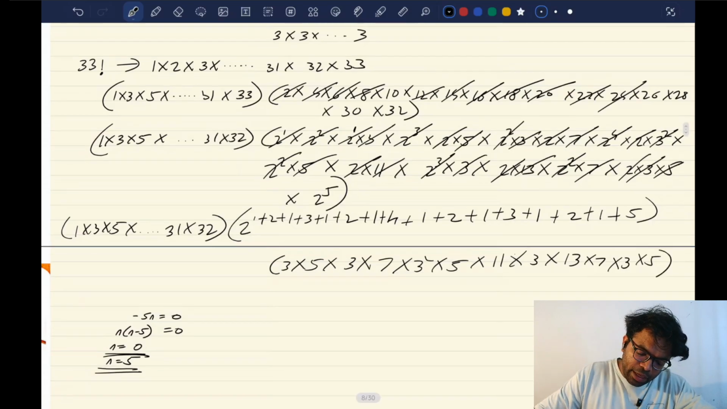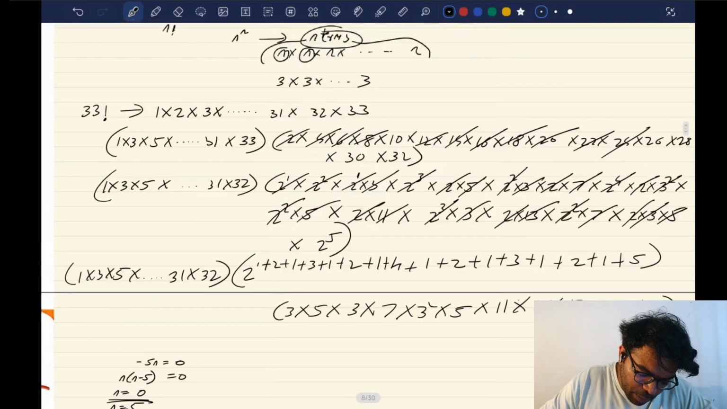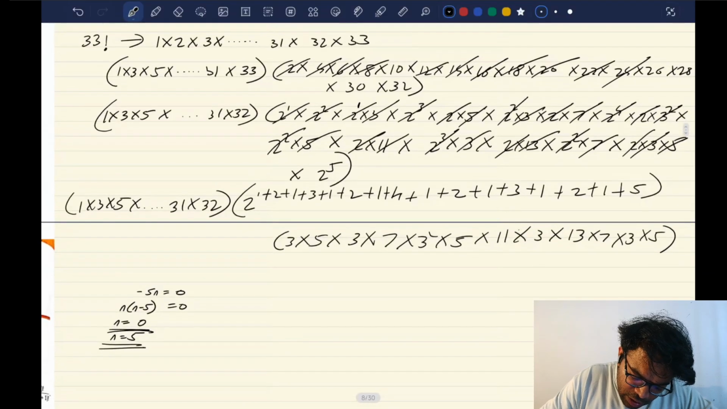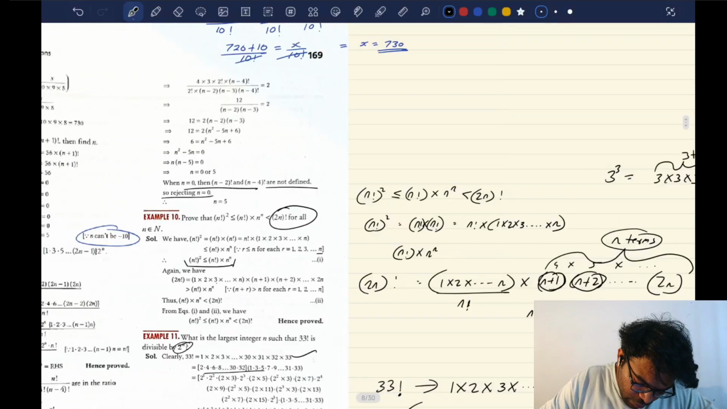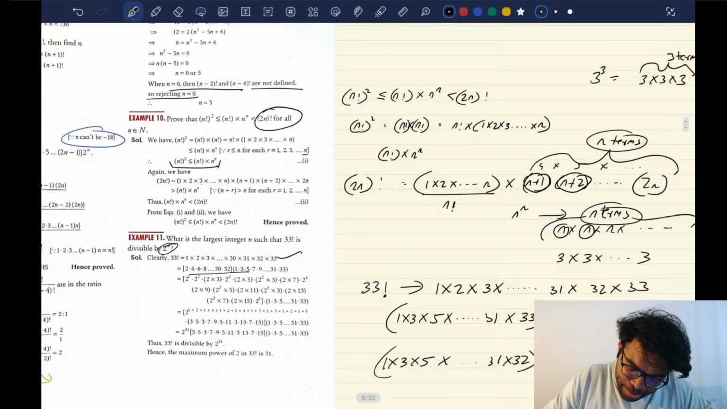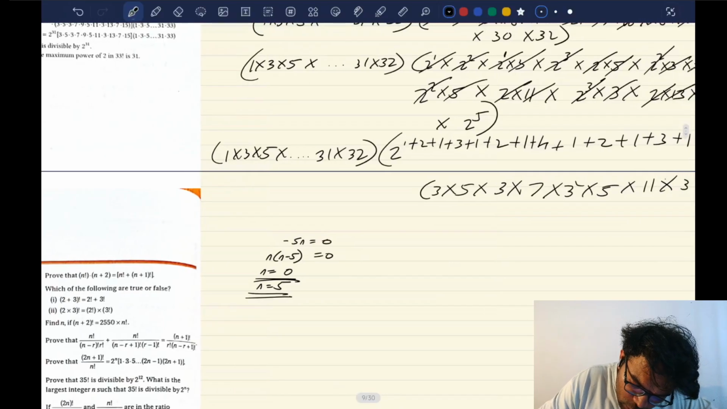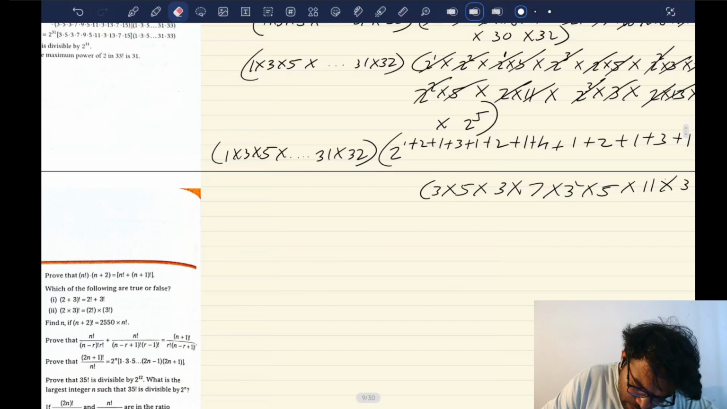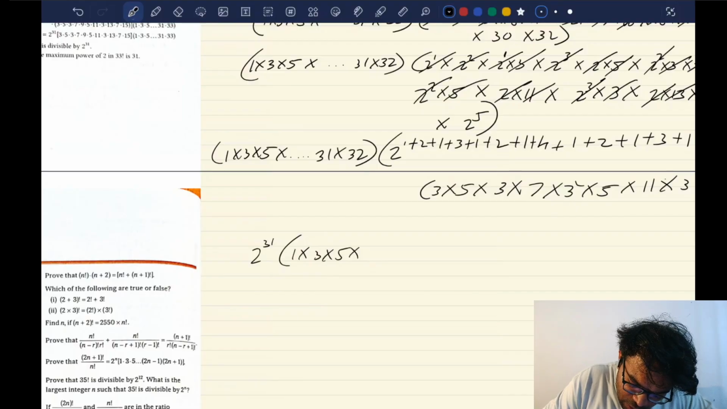That's it. Now let's see if all of them add up to 31, or 2 to the power of 31 or not. Adding the exponents step by step, we get 31. Is it 2 to the power of 31? Yes, that's it. So you will get 2 to the power of 31 multiplied by the remaining odd numbers.